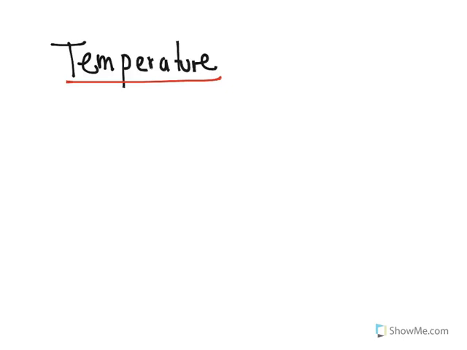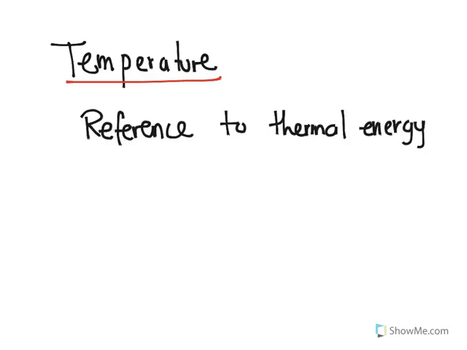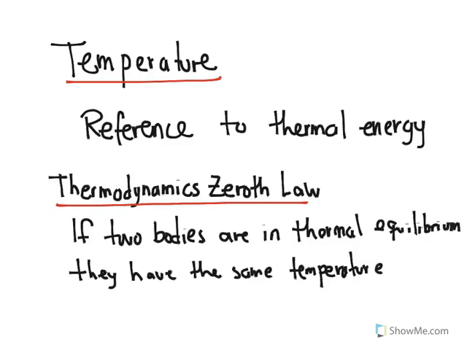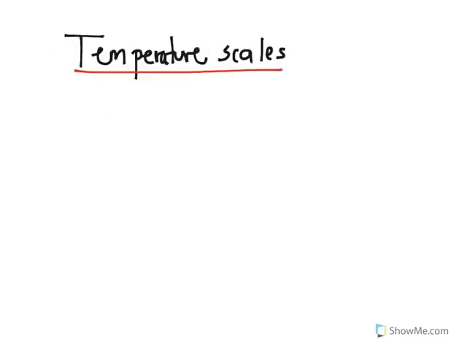In this tutorial we're going to talk about temperature, and temperature is a reference to thermal energy contained in a body. It is defined by the zeroth law of thermodynamics, which states if two bodies are in thermal equilibrium, they have the same temperature. We're going to discuss now the temperature scales.